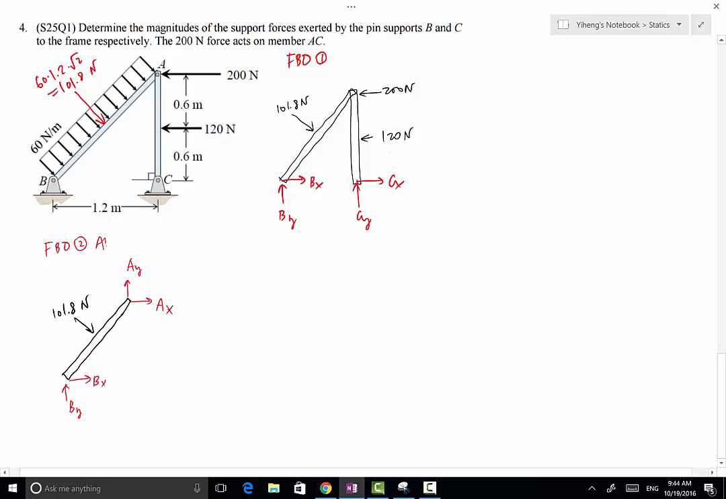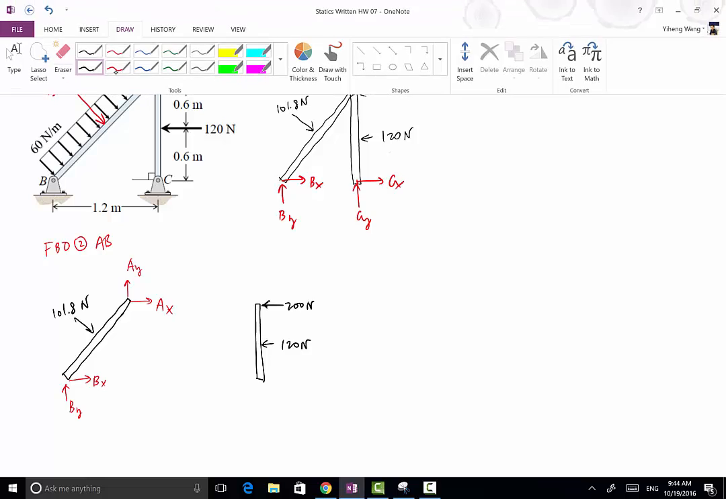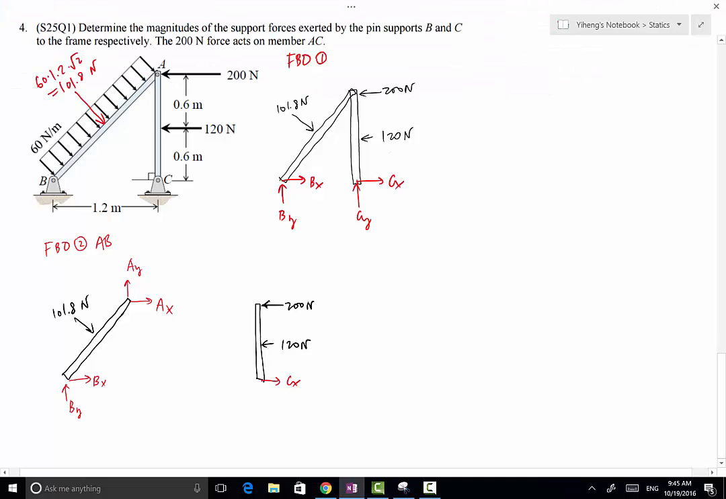of member AB. And then if we draw the free body diagram of member AC, it's subjected to the 200 Newton force right here, 120 right here. We also have the same Cx and Cy. But at point A, instead of introducing new unknowns, we should recognize that the forces here are going to be equal and opposite with these two.